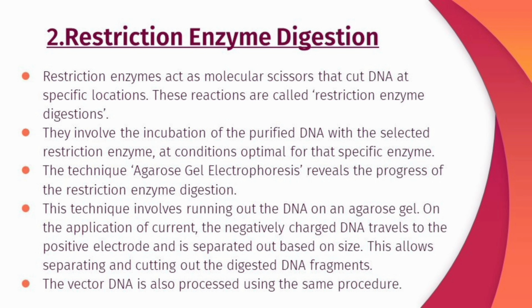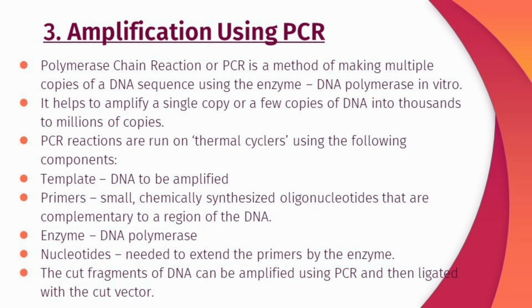The vector DNA is also processed using the same procedure. The third step is amplification using PCR. Polymerase chain reaction or PCR is a method of making multiple copies of a DNA sequence using the enzyme DNA polymerase in vitro. It helps to amplify a single copy or few copies of DNA into 1000 to million copies. PCR reactions are run on thermal cyclers using the following components.